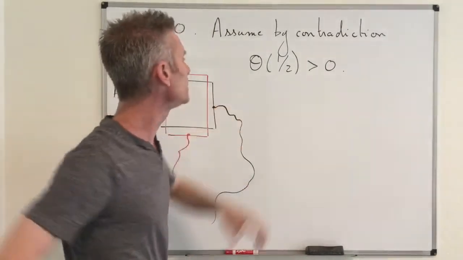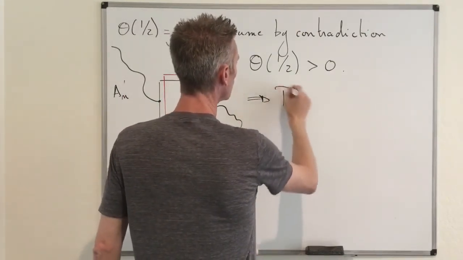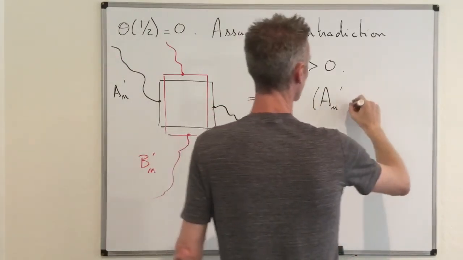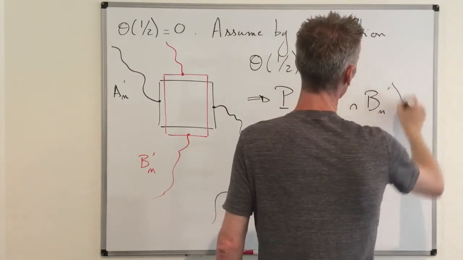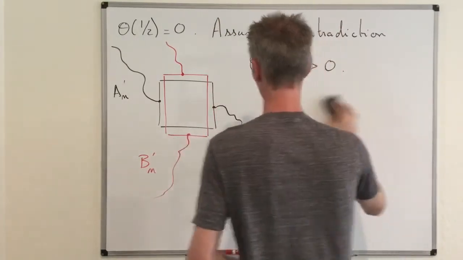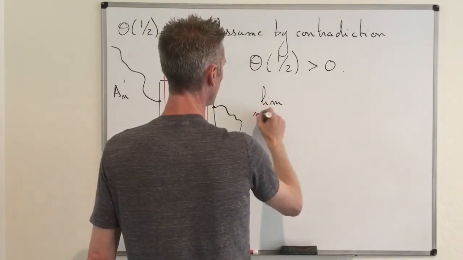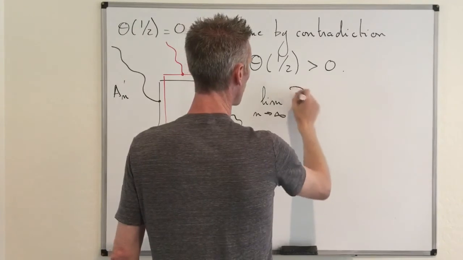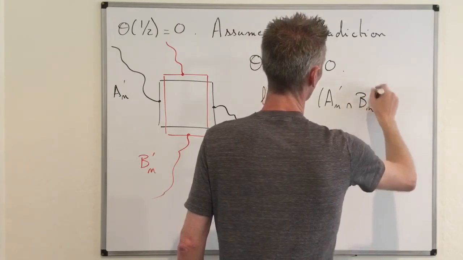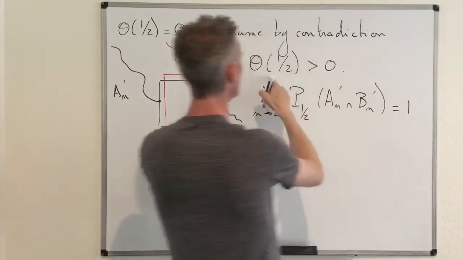So this implies that if this is true, the probability of An prime and Bn prime are both equal to 1, or sorry, I forgot to take the limit. So this implies that the limit when n goes to infinity of the probability of An prime intersection Bn prime should be equal to 1 when the parameter is 1/2.